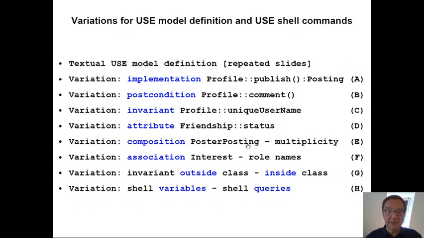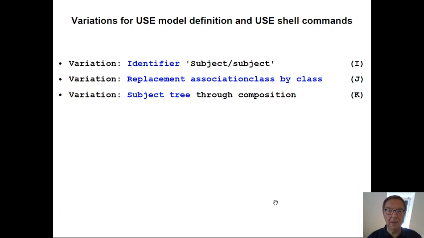The next variation is about the multiplicity at a particular composition that we have used. Then there is a variation on the role names in the association interest. We will talk about whether we can place invariants outside the class or whether we can place them inside the class. We will have a short look at the use shell and discuss the use of variables and the use of queries on the use shell.